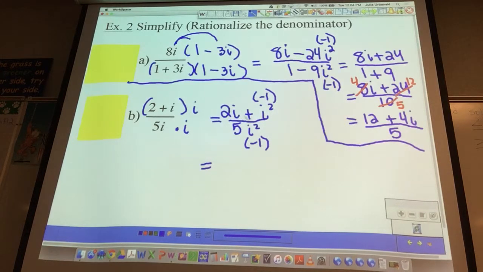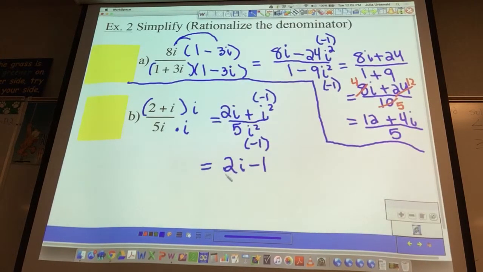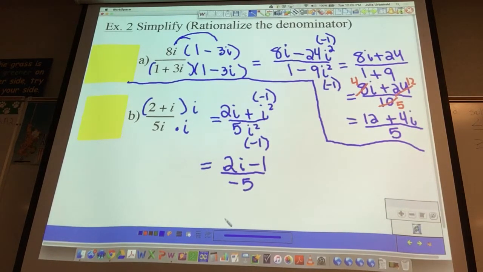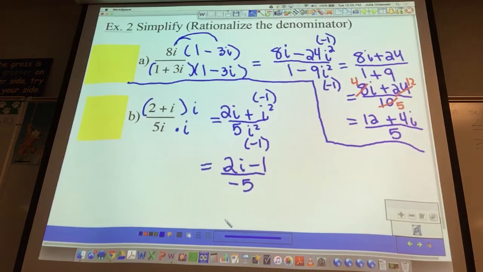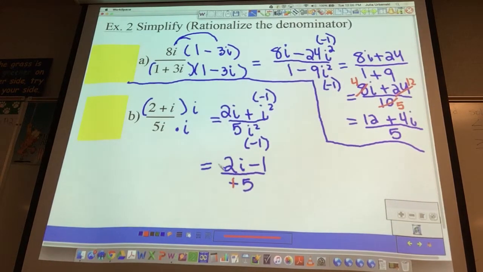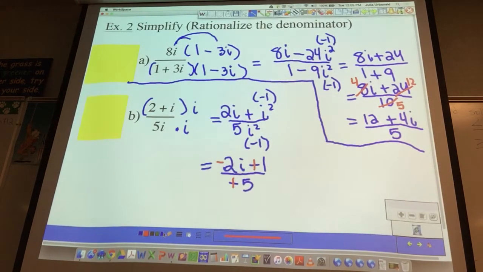So what I really have is 2i minus 1 over what? What's the bottom now? Negative 5. Now that's a technically good answer. It's not simplified form. The way that they want us to write it is without any negatives on the bottom and also the imaginary part last. So all I have to do is change all the signs. If I change this to positive, then I have to change this to negative and this to positive. Change all or nothing. And then I should rewrite it with the imaginary part last.